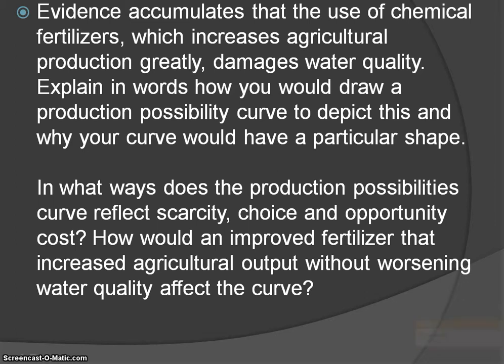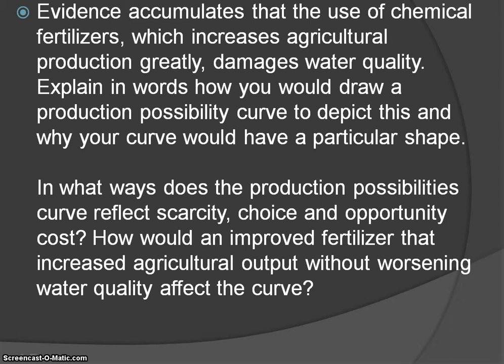So therefore you are to explain in words how you would draw a production possibility curve to depict this and why a curve would have a particular shape. Also, in what ways does the production possibilities curve reflect scarcity, choice, and opportunity cost? How would an improved fertilizer that increased agricultural output without worsening water quality affect the curve? So, in essence, you would be required to explain in words how you would draw your production possibility curve.